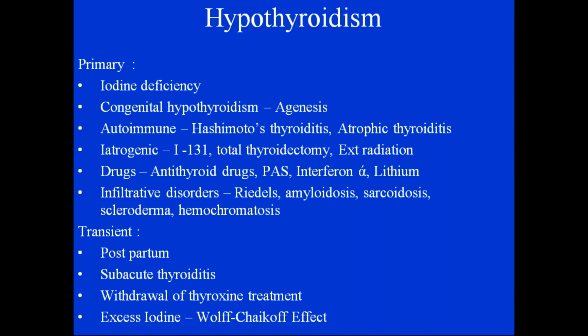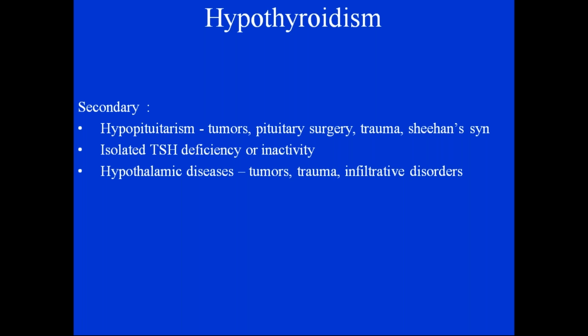Transient is like in the case of postpartum, just immediately after the pregnancy, sometimes the ladies may have some postpartum hypothyroidism, but that will get resolved on its own. Subacute thyroiditis or withdrawal of thyroxine treatment. The patient is on thyroxine treatment and suddenly the patient has withdrawn it, then the patient might again go into a hypothyroid situation. Or sometimes an excess of iodine. When the body has a very huge amount of iodine circulating in the blood, then due to the Wolff-Chaikoff effect, the patient can have hypothyroidism.